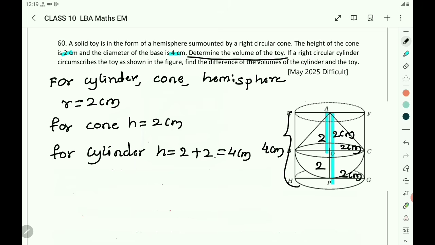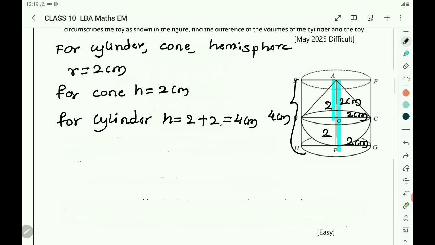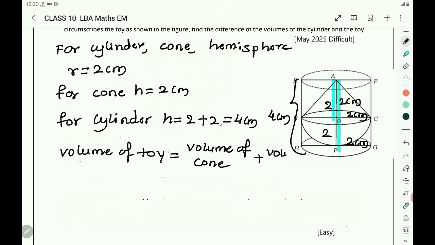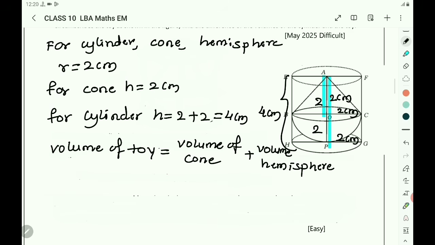Here you have to find the volume of the toy. Then you write volume of toy equals volume of cone plus volume of hemisphere. Write the formula for the volume of cone. Volume of cone is 1 by 3 pi r square h plus volume of hemisphere is 2 by 3 pi r cube.